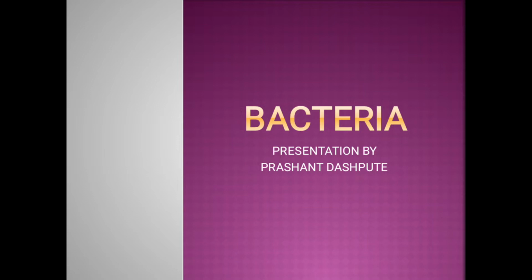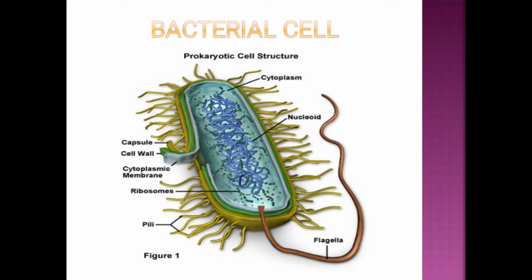I will introduce you today to one form of microorganisms that is called bacteria. So here is a bacterial cell. It contains cytoplasm and all the organelles, and the nuclear material of bacteria is present free in the cytoplasm. The nuclear material is not enclosed, and there are flagella and pili which help in the movement of the bacterial cell from one place to another.